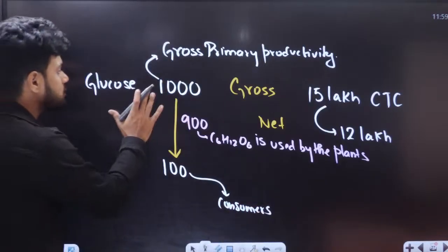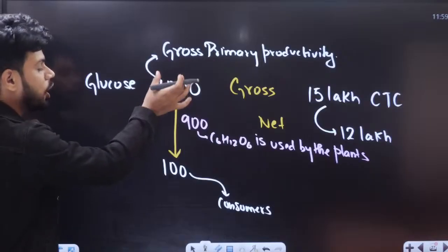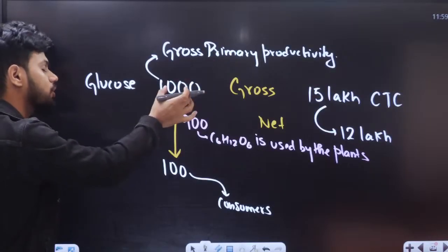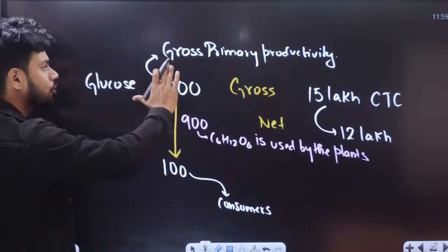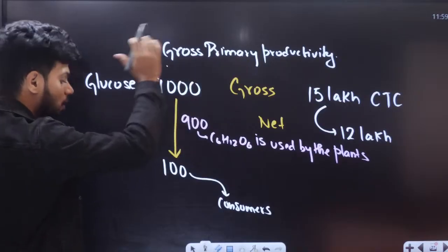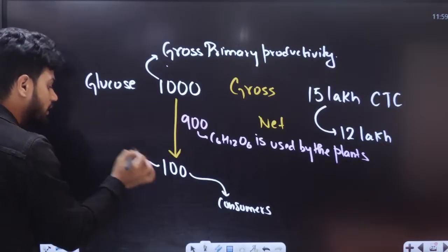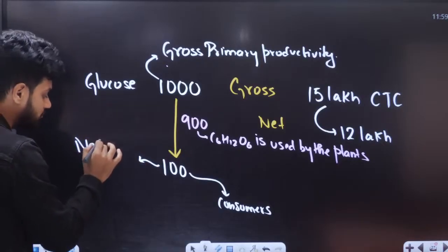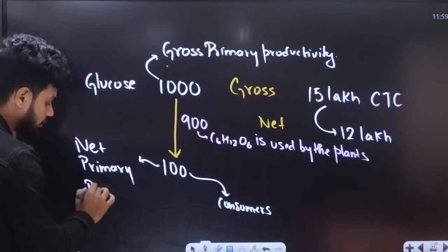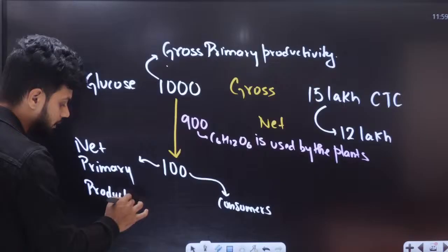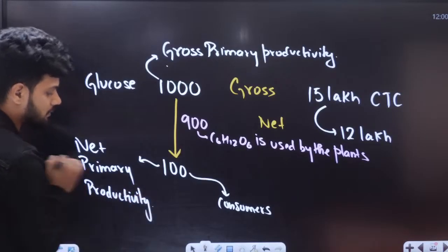This is called gross primary productivity: how much the plant is producing on its own using sunlight. Plants are producing gross primary productivity. What is available to the consumer? This is called net primary productivity. It is called net primary productivity.